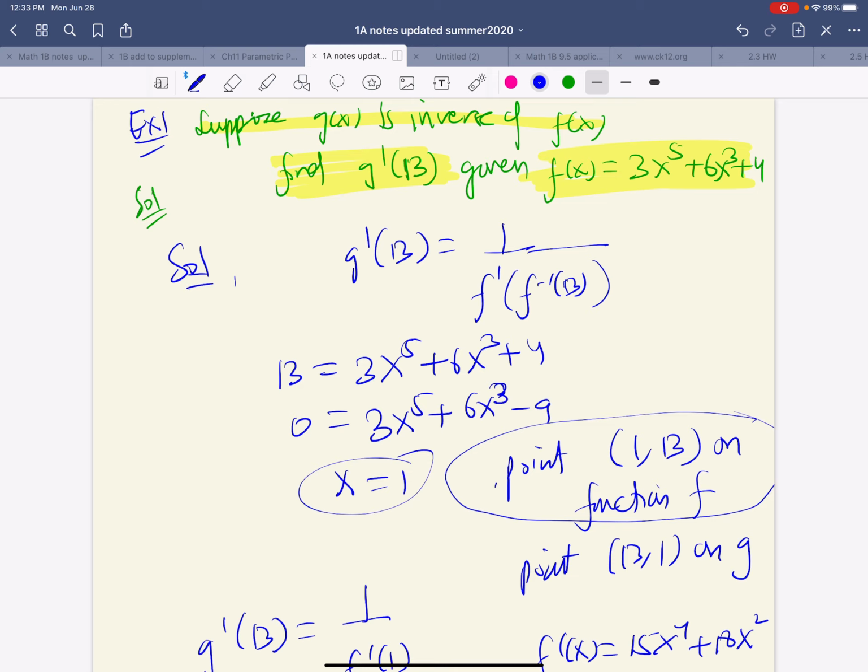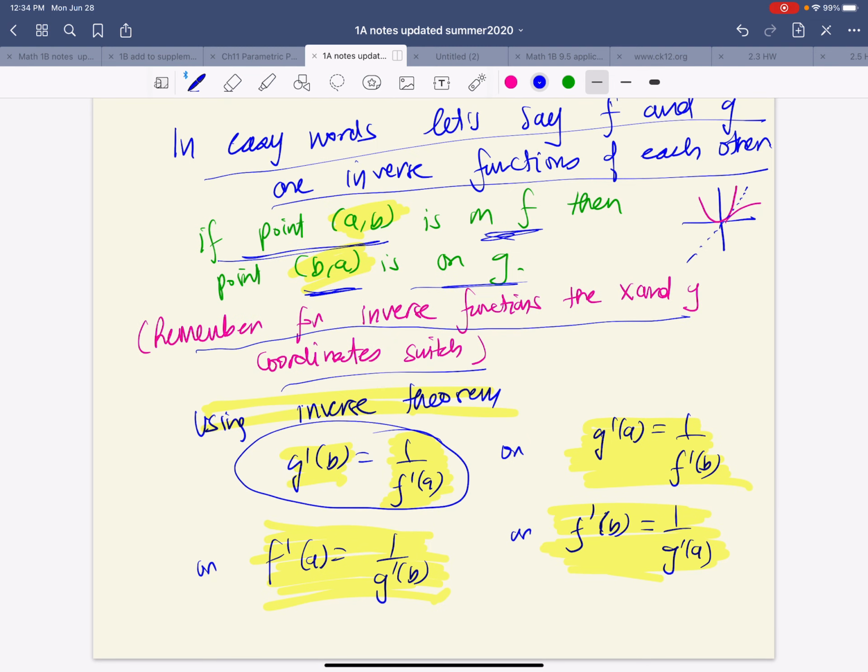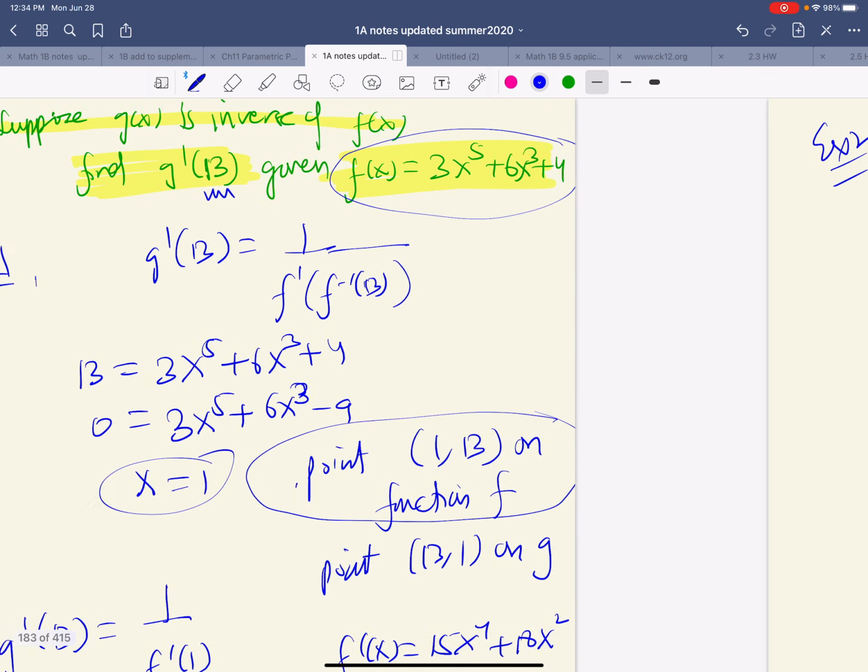So what we need to do is find the corresponding point that has the y value of 13 for the function f of x. What is the x value for which the y value is 13 for the function f of x, and then find g prime of b. So we just talked about the theorem here. g prime of b is 1 over f prime of a, and (a, b) and (b, a) are the coordinates on the graph of f and the graph of g. Okay, let's see one more example.